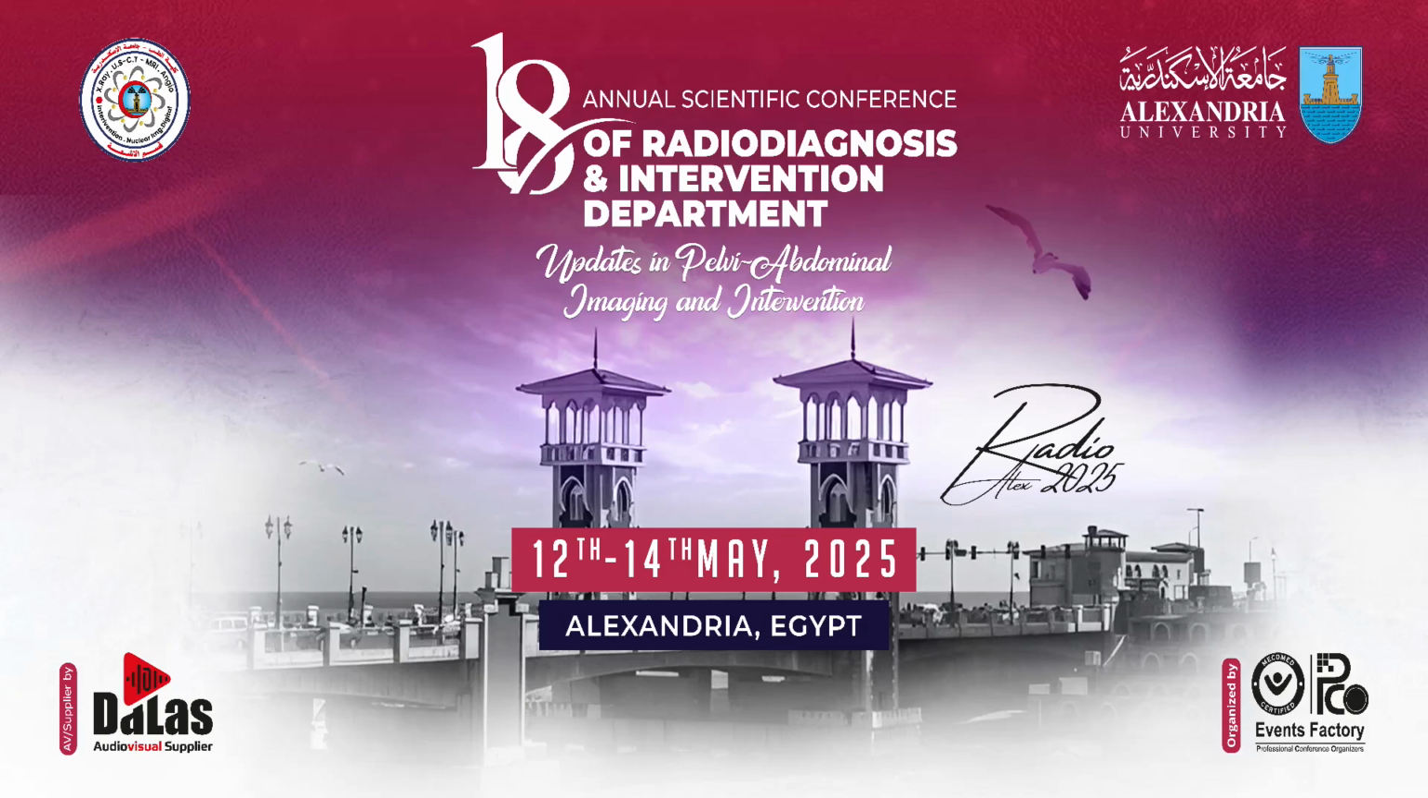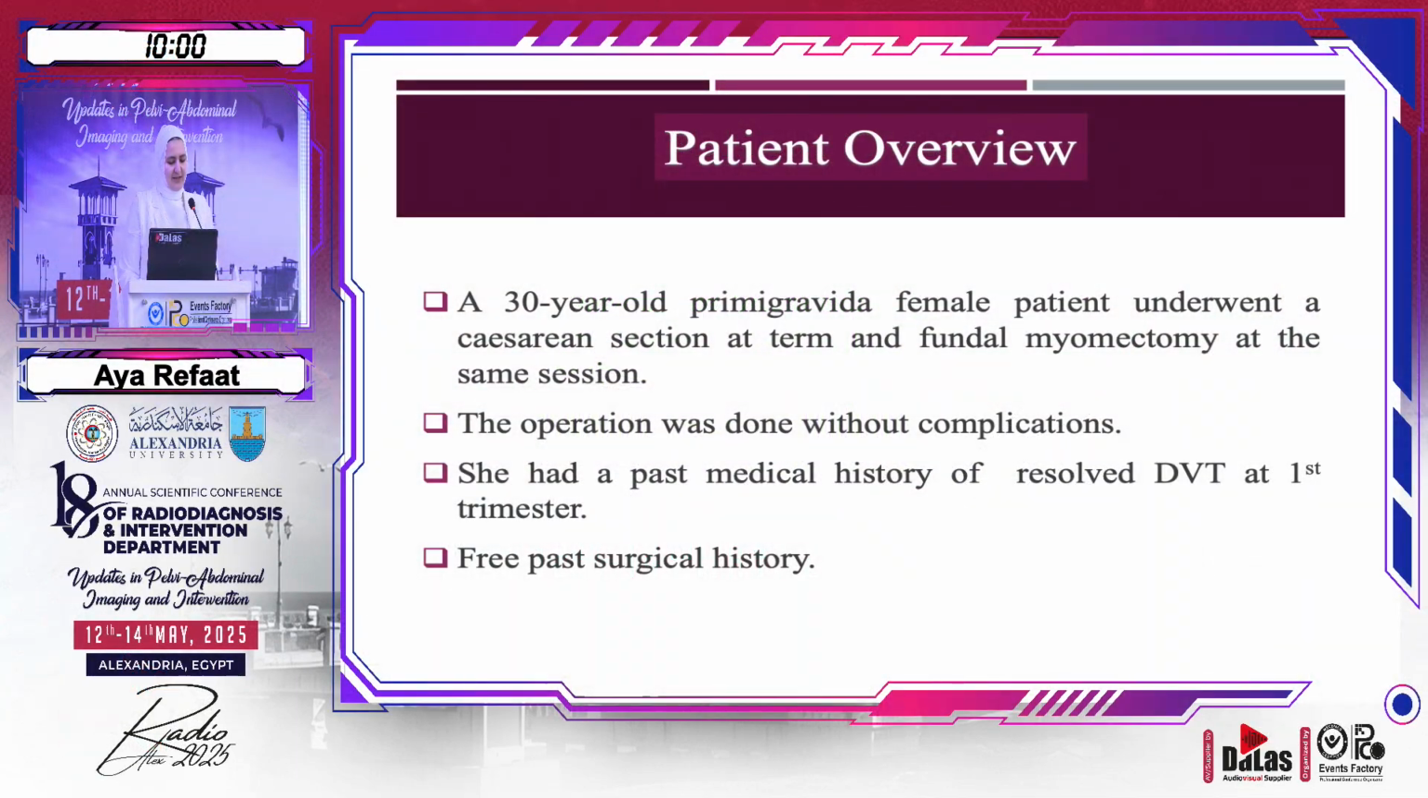Let me begin with the patient overview. A 30-year-old primigravida female patient underwent a cesarean section at term and fundal myomectomy at the same session. The operation was done without complications. She had a past medical history of resolved DVT in the first trimester and a free past surgical history.